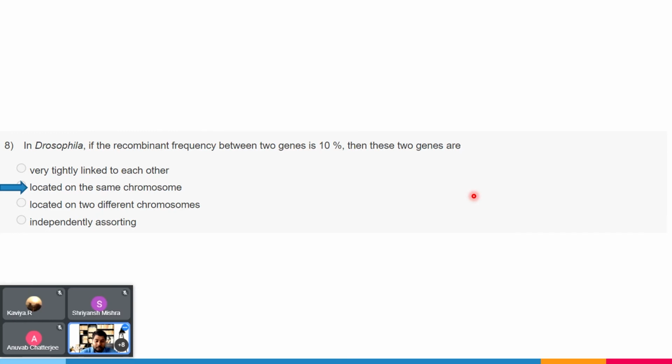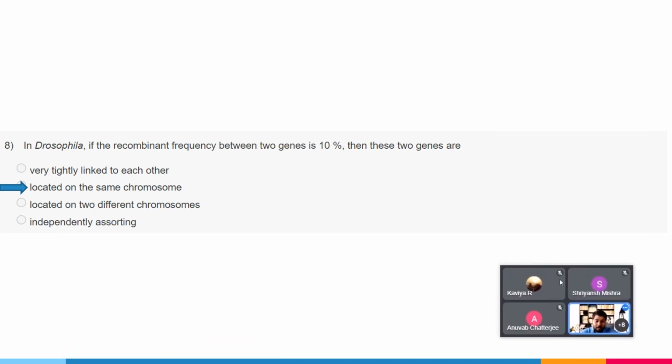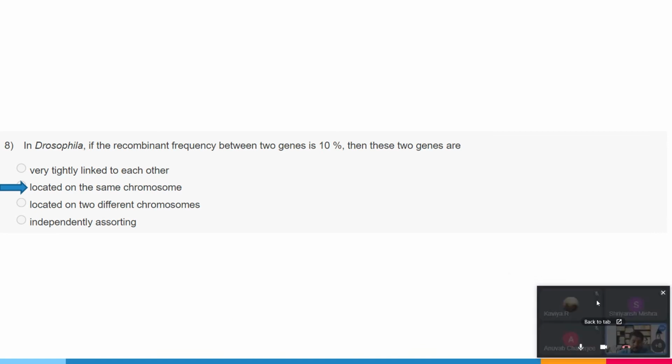So the answer with dealing with such a complicated slide is very easy. If the recombination frequency is 10%, then the two genes are located on the same chromosome. So this is entirely what linked genes tell us. They must be on the same chromosome in order for linking to occur or not. So if there is a recombination frequency, it means that they are located on the same chromosome.